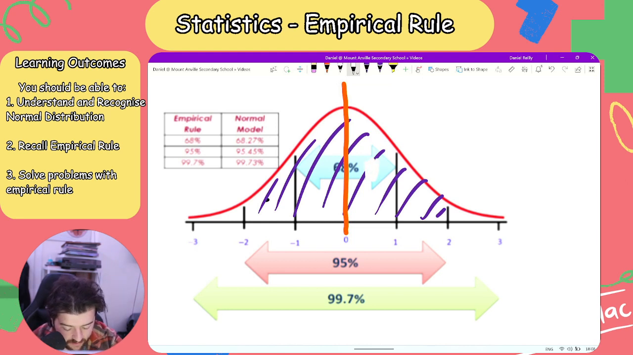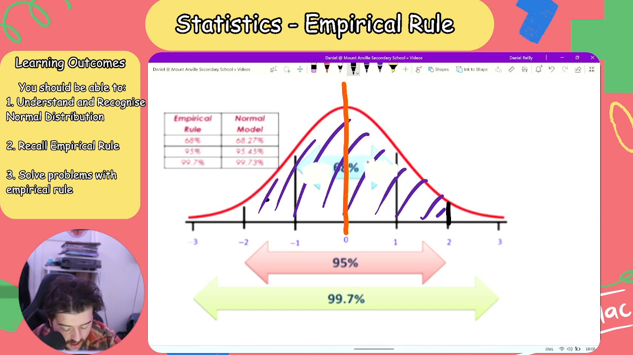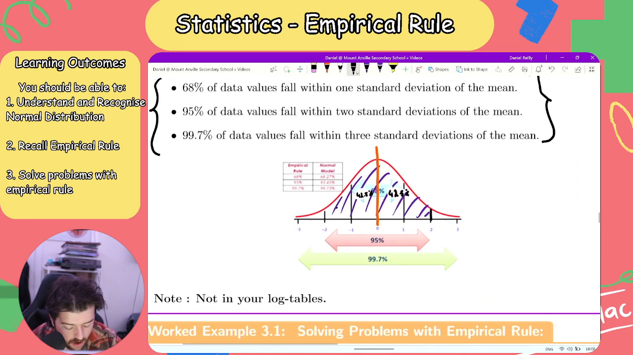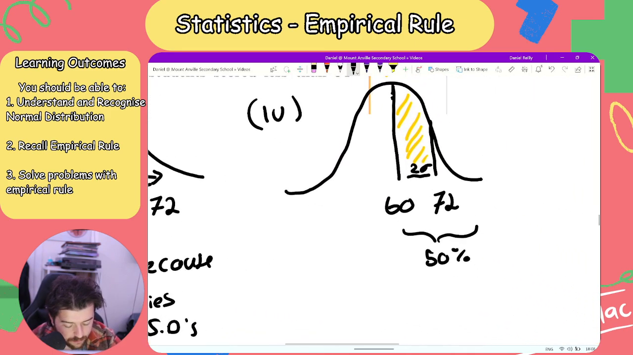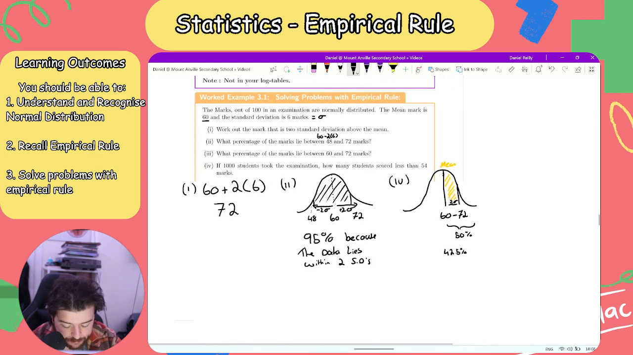That means to the left of it, it is going to be 42.5%. And here's going to be 42.5%. So I know in that trapped little region there, 2 standard deviations above the mean, the answer is going to be 42.5%. So 42.5% of my data got between 60 and 72 marks.